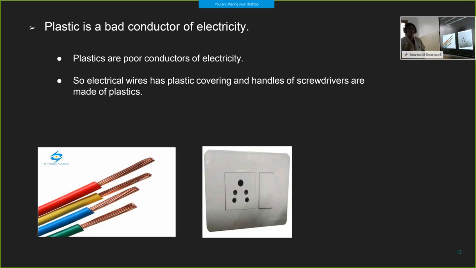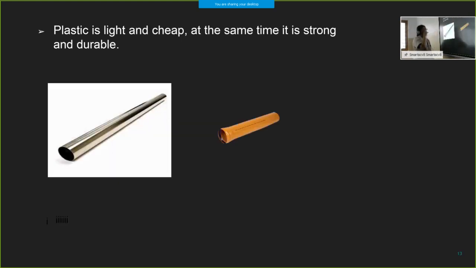Why is it done like that? Because it is a poor conductor of electricity. That is why we are able to give a coating on these electrical wires. So plastics are poor conductors of electricity. So it is used to give plastic covering on electrical wires, and handles of screwdrivers are also made of plastics.